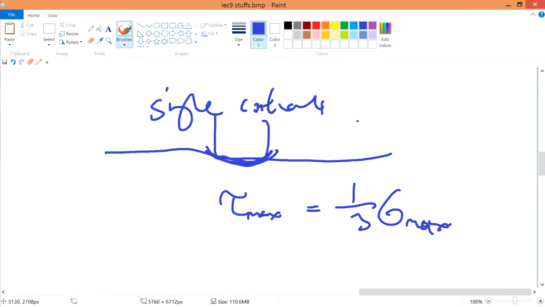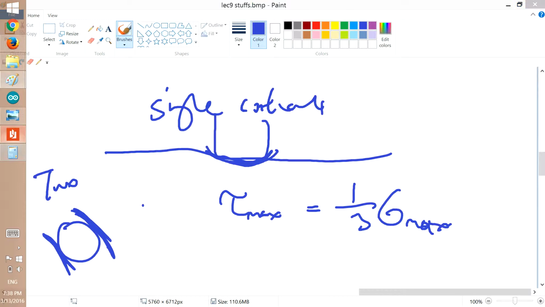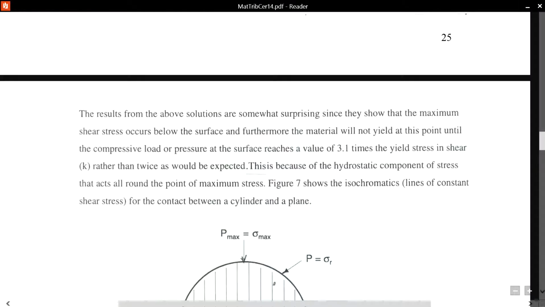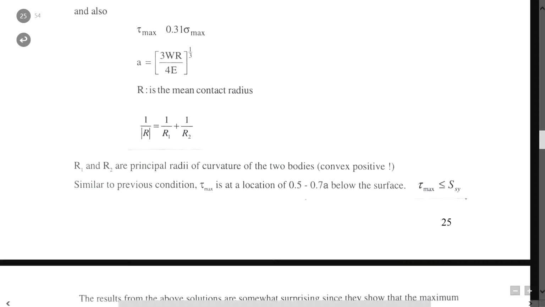In this case, because now we are talking about two contact surfaces, because the ball bearing is contacting here and also here, by right we may think that it is 2/3 now, but it's actually also about 1/3, and the location is somewhat 0.6. This comes from this reading material, which helps you to understand better. So I suggest you read it.